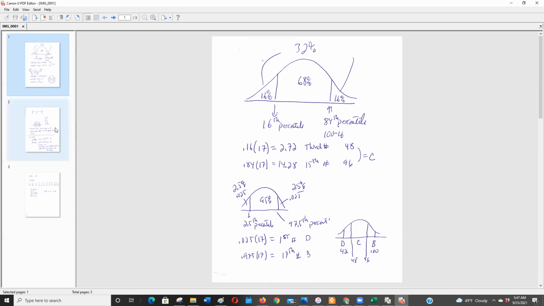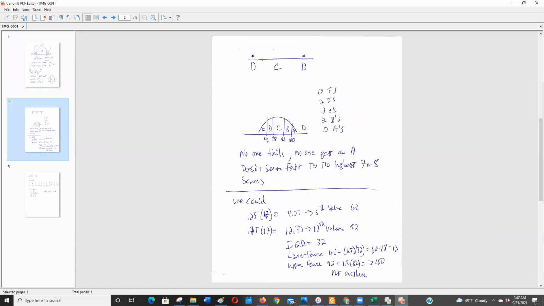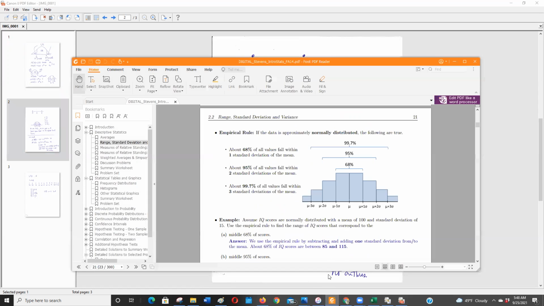So what does that mean? I wrote that down here. So that means this would be the breakdown of grades. That meant 0 people fail, 0 people get A's, 13 people get C's, 2 people get D's, and 2 people get B's. So boy, it doesn't seem fair to me to those people that got in the 90s from this problem.